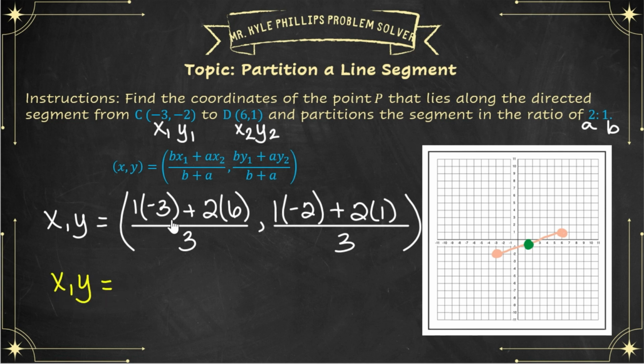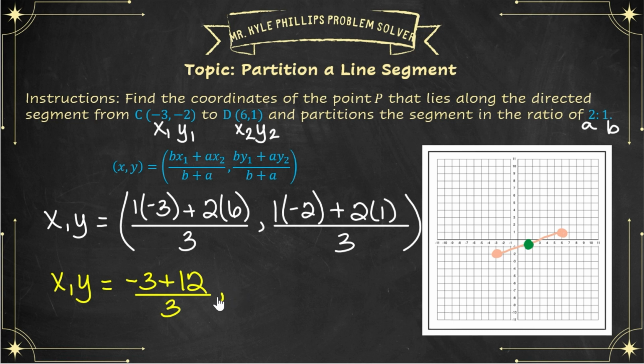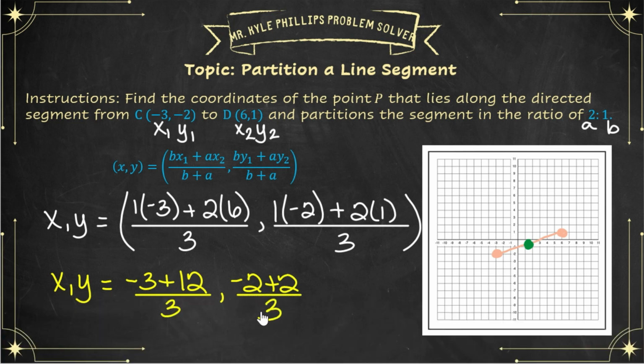So now this coordinate is going to be -3 plus 12, over 3. And then here I have -2 plus 2. That will also be over 3. So -3 plus 12 is 9, and 9 over 3 is going to be 3. So here, our coordinate is going to be 3, comma, -2 plus 2 is 0. Anything divided by, or 0 divided by anything is 0. So this coordinate will be at 3, 0.